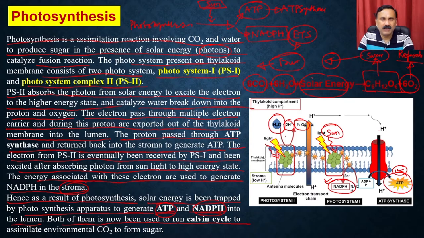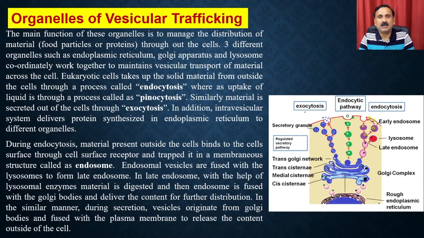Now, let's move on to the next organelles. The next organelles are the organelles of vesicular trafficking. You know that every cell, just like us, has a very good trafficking system, right? So what is the destination of this particular road? If you want to go from Guwahati to Mumbai, you know what roads you should take to reach Mumbai, or suppose you want to go to Delhi or Kolkata or any other place, right?